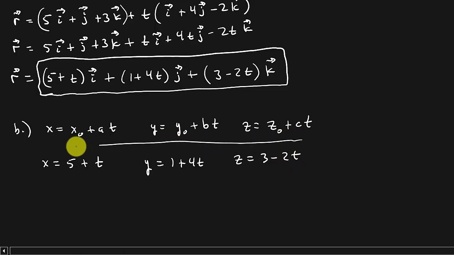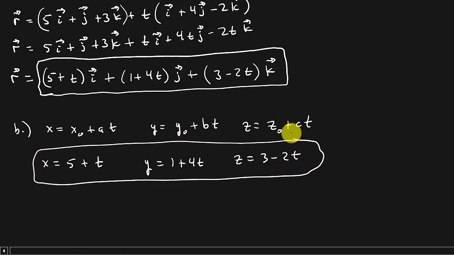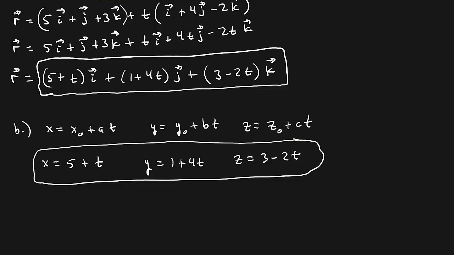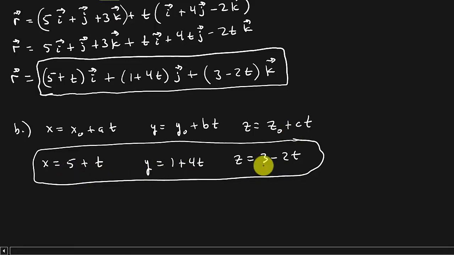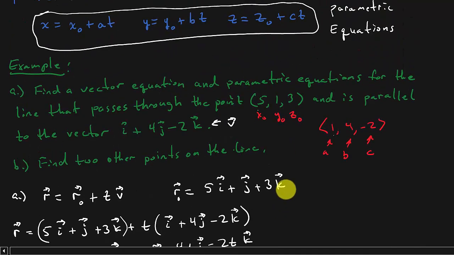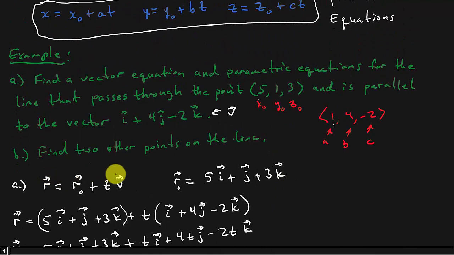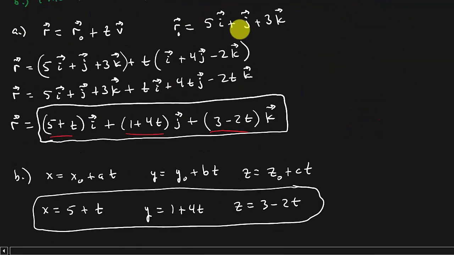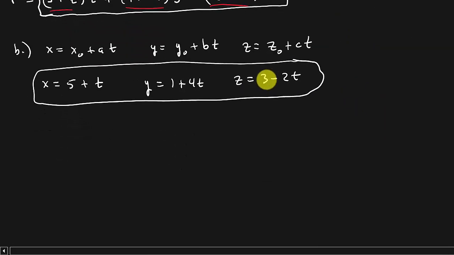And here are your parametric equations. Okay. All right, so that answers part A of the problem. So what about part B? It says find 2 other points on the line. And actually this is not part B, this is still part A. Part B is down here.